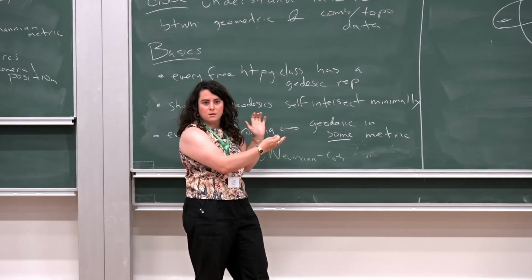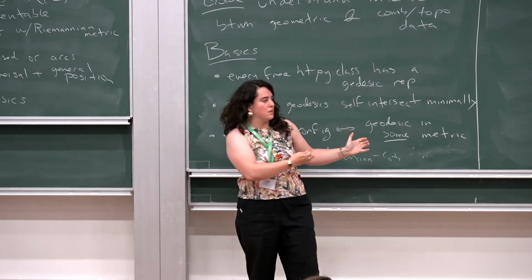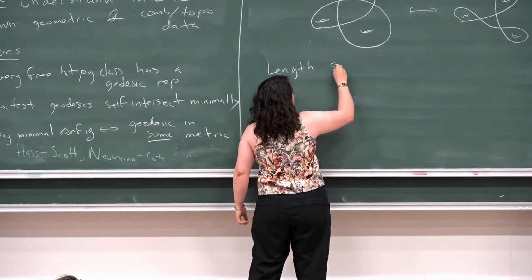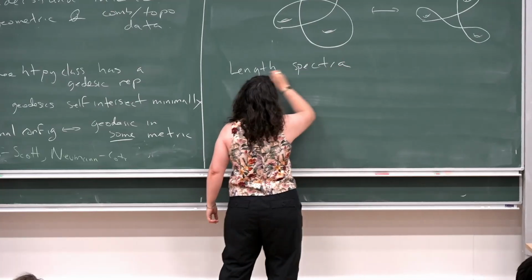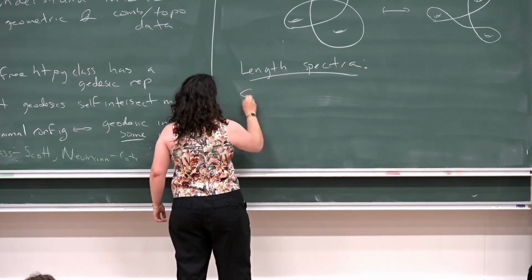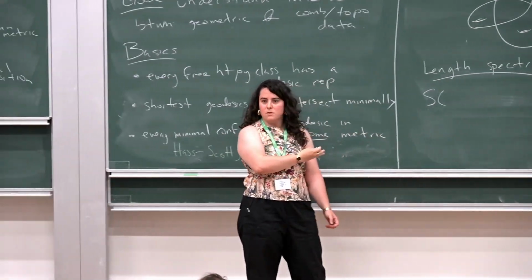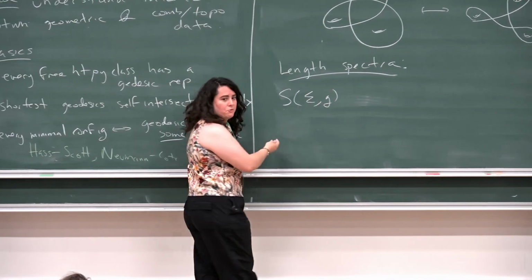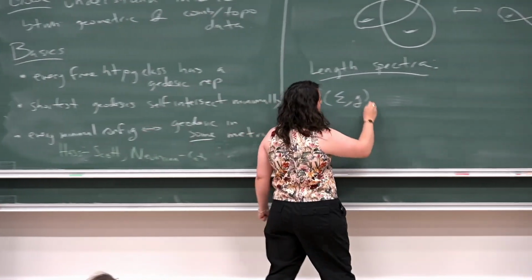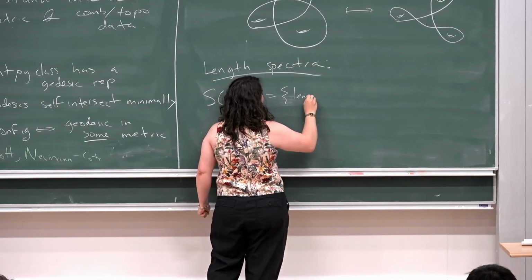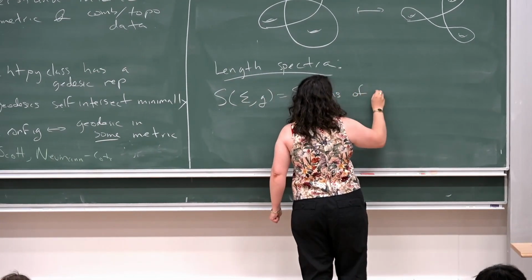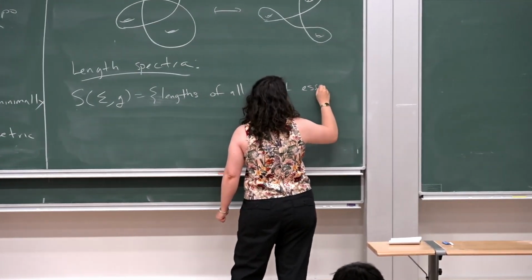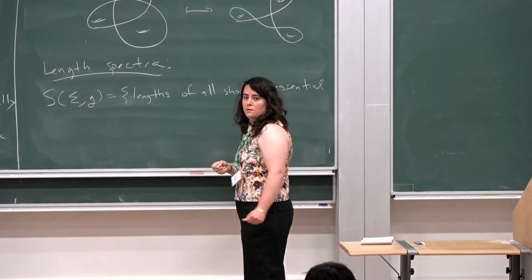Right. So these are the basic objects. How do we study these objects? So we're going to be looking at a thing called the length spectrum. So this is a set that depends on the surface and on the metric that you put on the surface. It's a set of lengths of all shortest essential geodesics, okay?